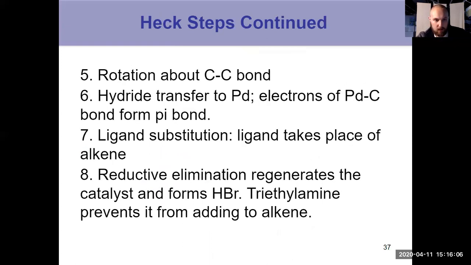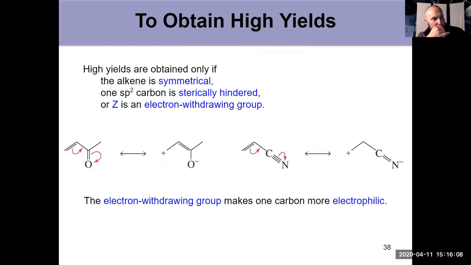One last consideration for the Heck reaction. What do we want to do to get this reaction to have as high yield as possible? It works best if our alkene is symmetrical, because then you naturally have higher yields. But if not, you want to make one of your sp2 carbons sterically hindered. Now, we don't want to go to using internal alkenes. Those guys usually aren't used.